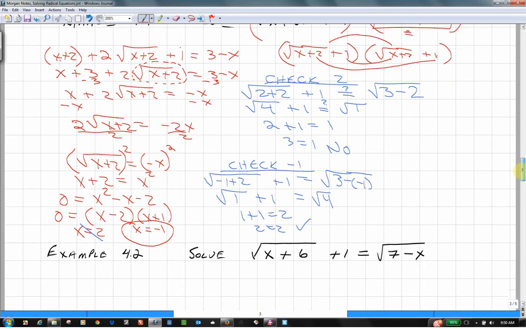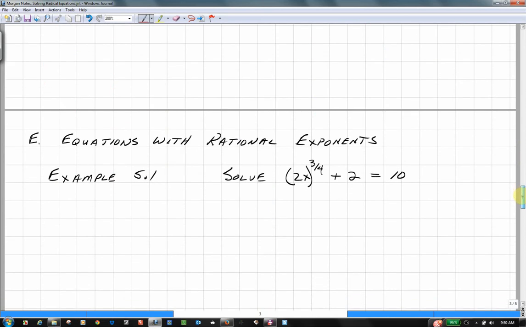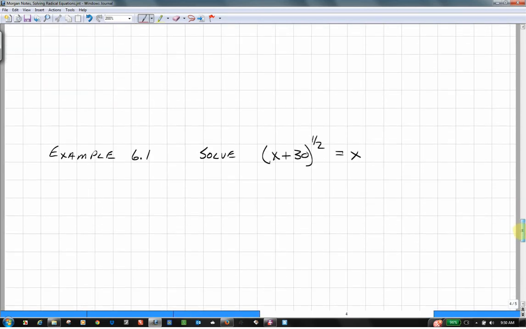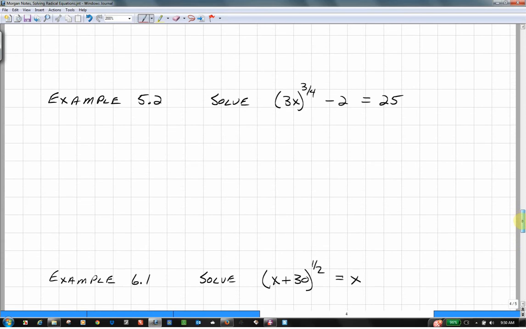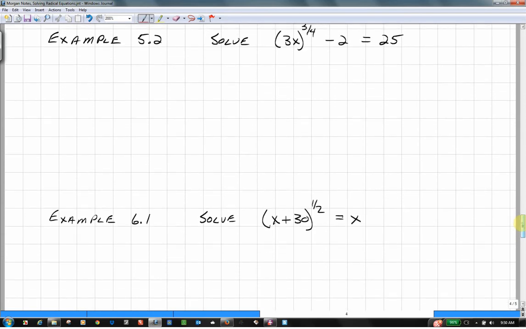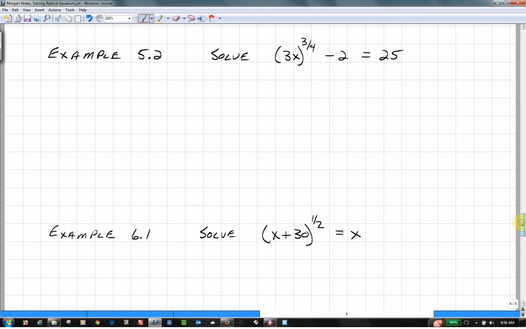Okay, let's move on to another kind of problem. And now we have rational exponents. So let's give this a shot. We're going to work them the same way we did the other one. We need to isolate the part with the radical or the part with the rational exponent. So this part needs to be alone.